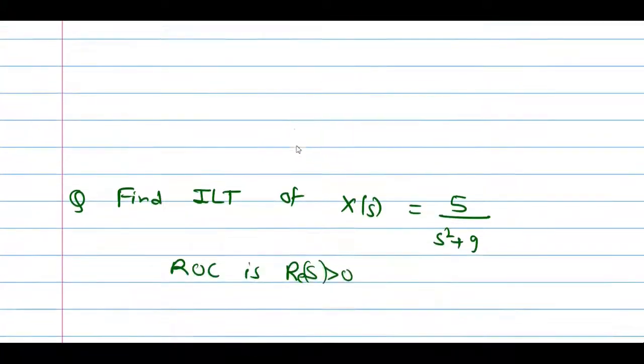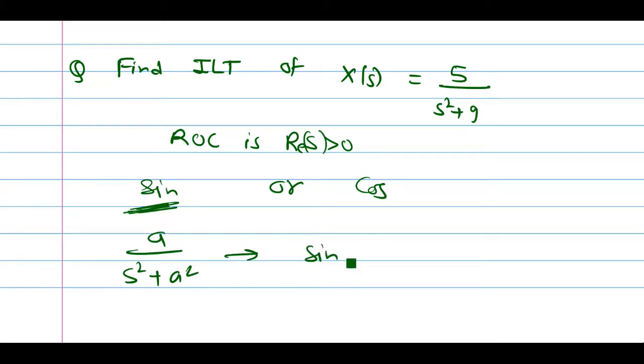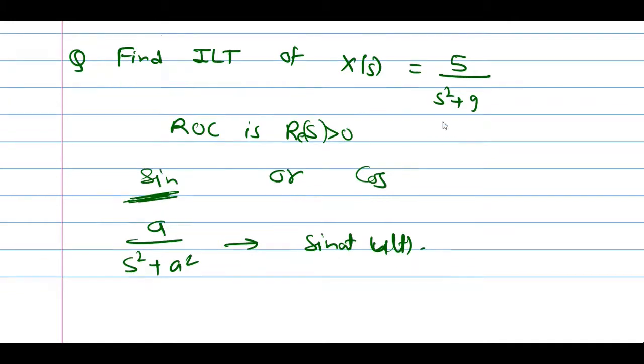Next question, find the inverse Laplace transform of 5 upon s square plus 9. So you must know that as the s term is missing, it is the inverse Laplace transform of sine or cosine. Now in the numerator no s is present, that means it is the inverse Laplace transform of sine. So we know that a upon s square plus a square is the inverse Laplace transform of sine at u of t. But here a square is 9, that means a value is 3, but here 3 is not present in the numerator, so you need to adjust.